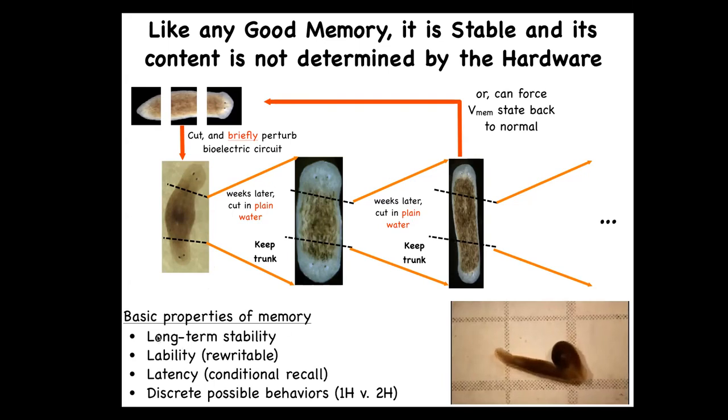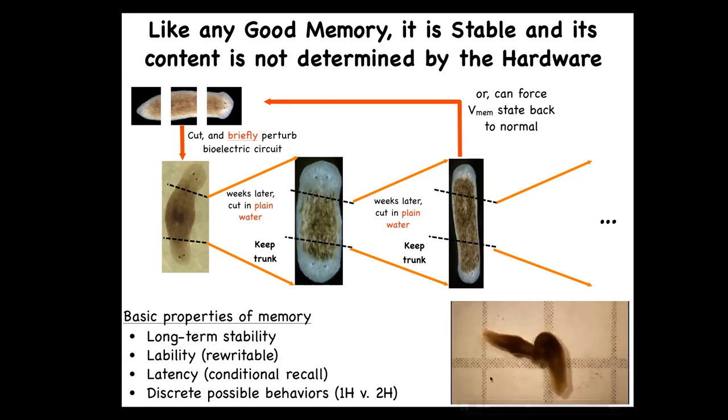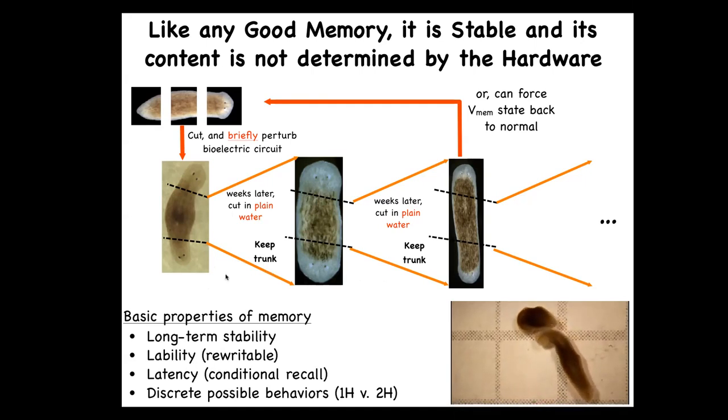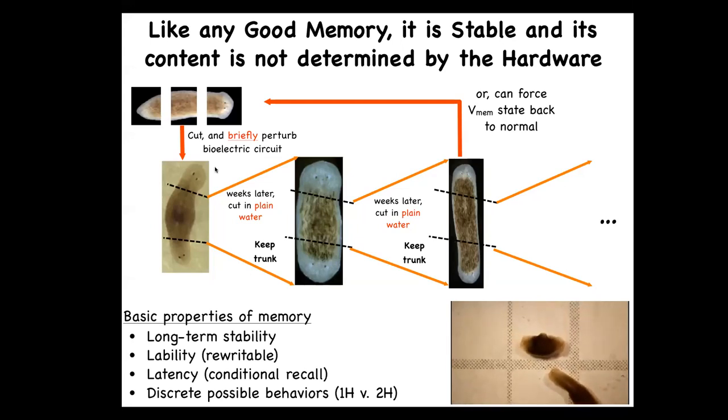And so this is, in fact, a memory. It has long-term stability. It is rewritable. It has conditional recall. Here you can see these two-headed guys moving around, because the question of how many heads you're going to have is not nailed down in your genome. The genome encodes some hardware that by default will be running some code that says one-headed pattern, but you can rewrite it. It's reprogrammable, as good hardware is. And so this is really important, because this is not a genetic trick.